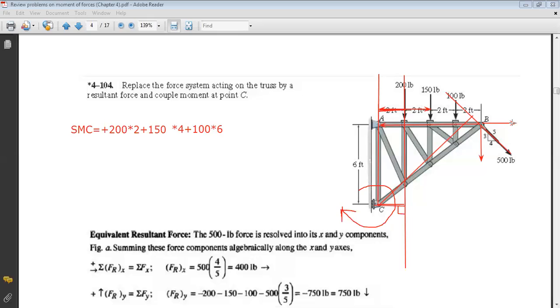6, very good. Because if you take the line of action of the x component of the force, this is its line of action. And if you draw the perpendicular from C to the line of action, it's equal to 6 feet. So I should multiply the x force by 6. Now, concerning the direction, I do the right hand rule.